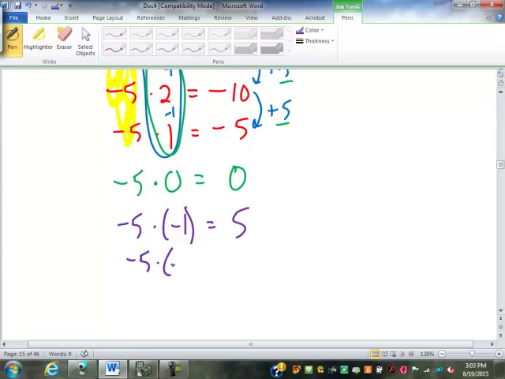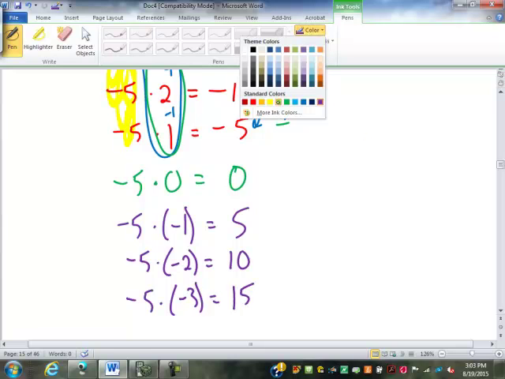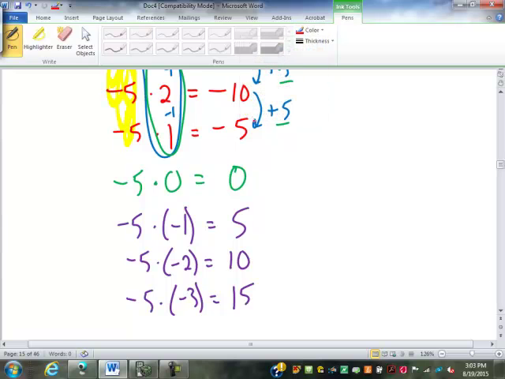Next here would be a negative 2. What would be next over here? Positive 10. This would be a negative 3. What's going to be over here? Positive 15. The one and only reason why a negative times a negative equals a positive is because it continues the pattern.